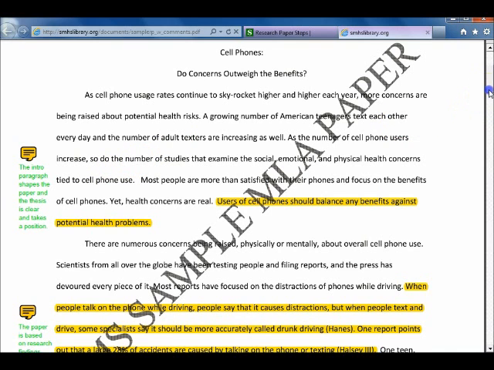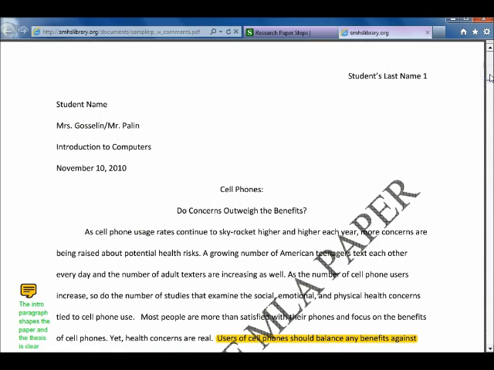Before reading the paper, you should first notice that the paper has a certain format. For example, in the upper right-hand corner, you can see that the student's last name belongs there. You'll also notice that the title is centered, and that the student, the teacher, class, and date appear on the left. This formatting matches the Modern Language Association's style guide for research papers. This is commonly referred to as MLA style or MLA formatting.